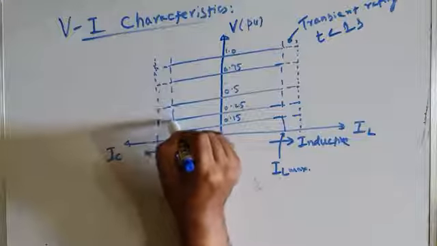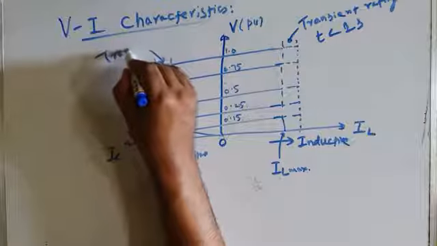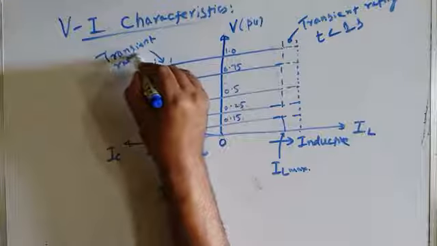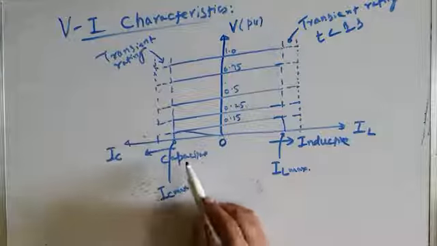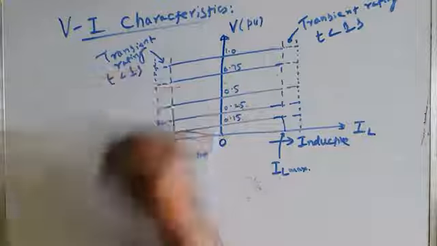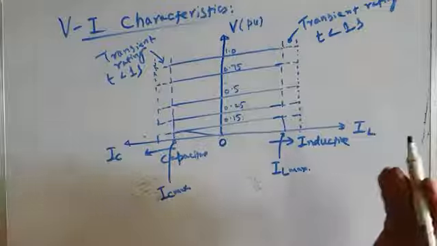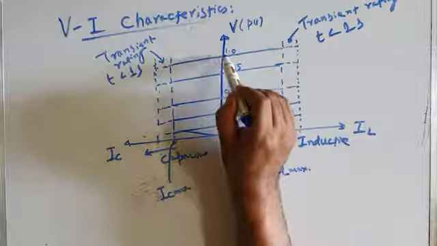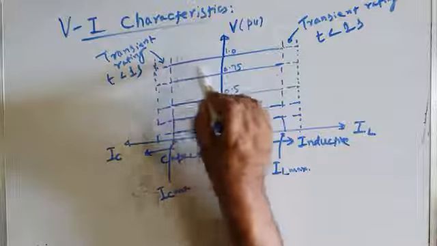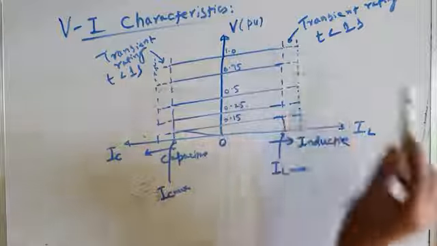This is the transient rating. I should write here transient rating. It can supply capacitive current greater than IC max for some small period t less than 1 second. Okay. Now you can see if the AC bus voltage to which your Statcom is connected is the rated voltage, I mean 1 per unit, then if your Statcom is operating in the inductive region or capacitive region, this is the current.